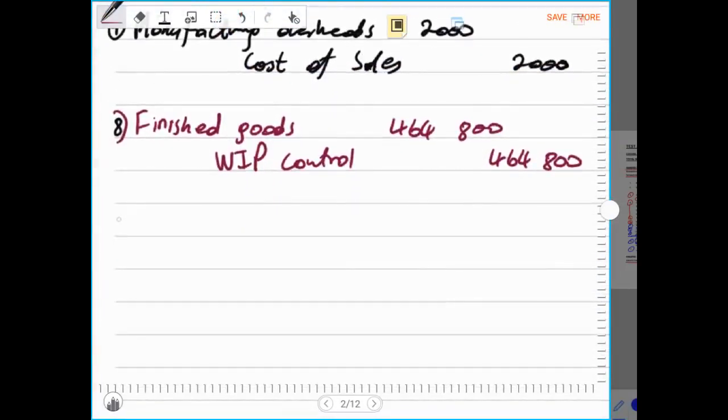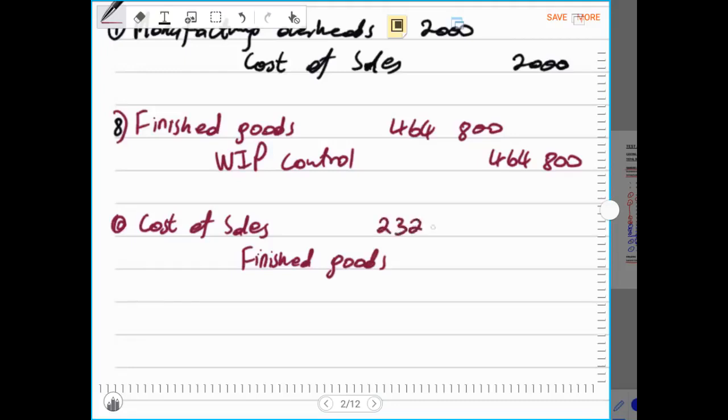So now, in doing that, we have the last entry, which is recording of the cost of sales. Then after, we record finished goods, because our finished goods will decrease. Finished goods always decrease when we sell them. In this case, we say that it will be 232,400.